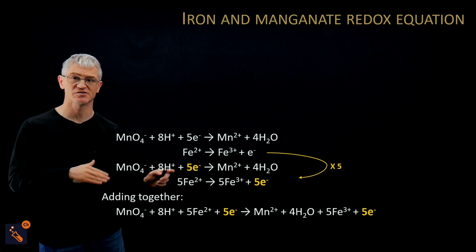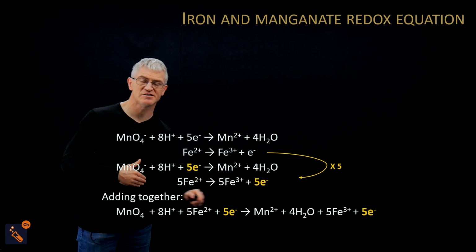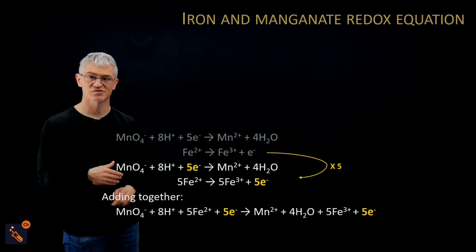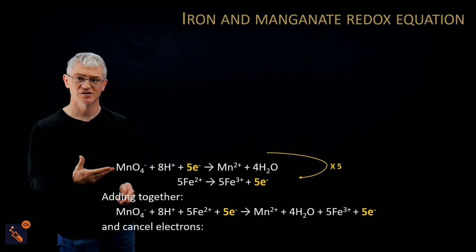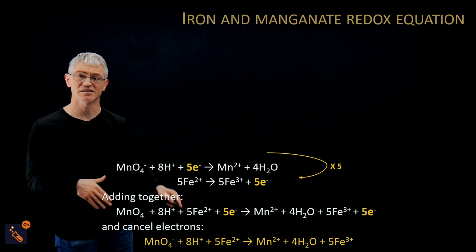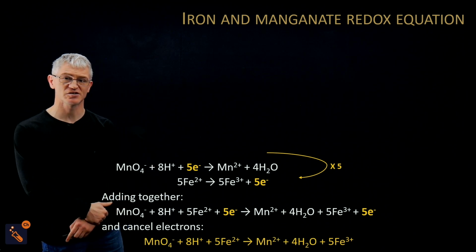You can see the Fe2+ is there. The Fe3+ has been added to the other side. And then those electrons cancel again. Okay, so the electrons cancel, and if the electrons cancel, you get this as your final equation.